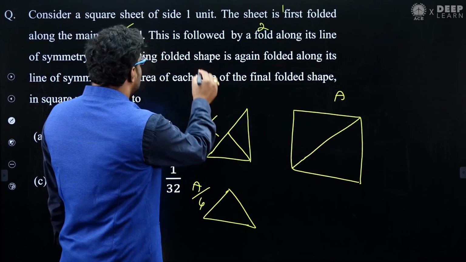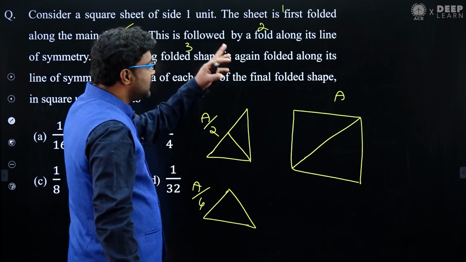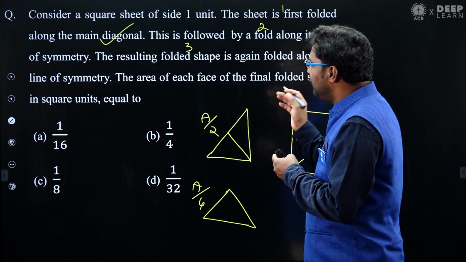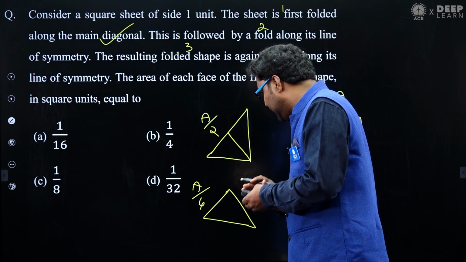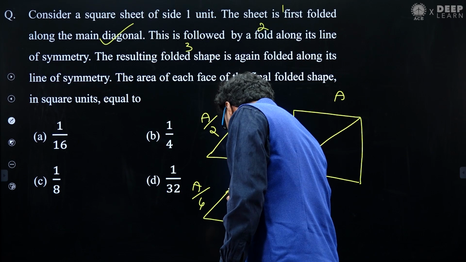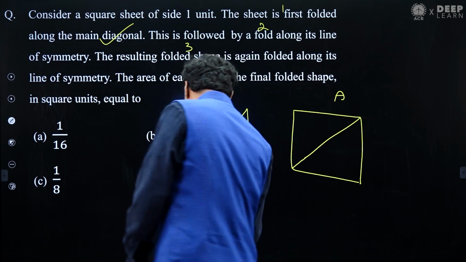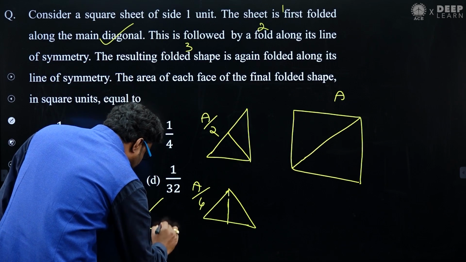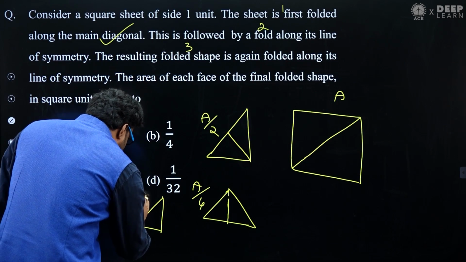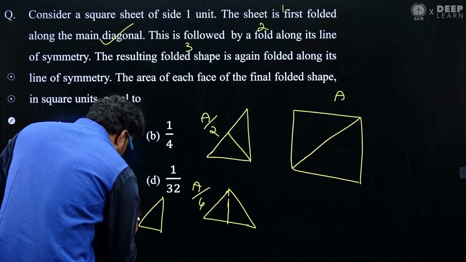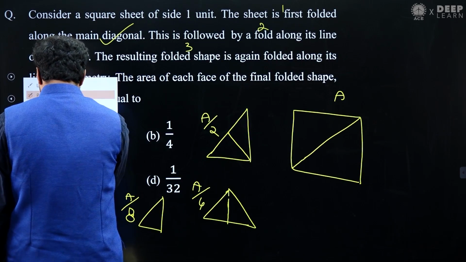You are folding a third time. First time the folding was along the diagonal, then along the symmetry line. The third one again you have to fold along its symmetry line. This is the symmetry line. Now if you fold it again here, this is the shape you will get finally. Now the area here is A by 4. Divide by 2, we will get A by 8, my dear friends.